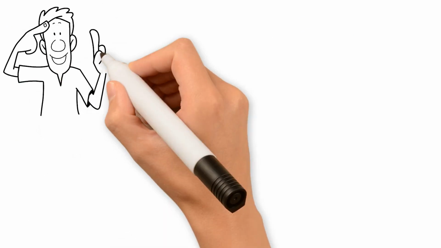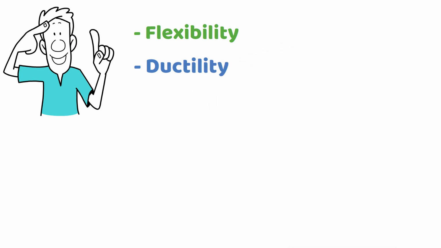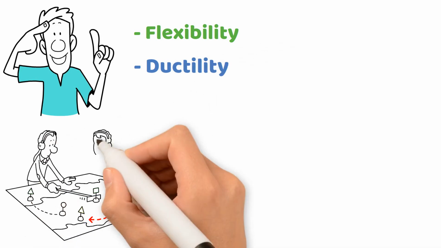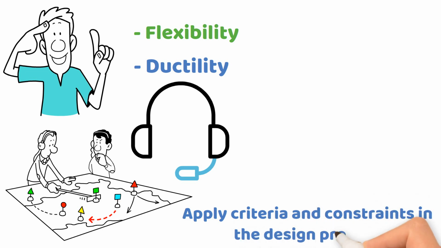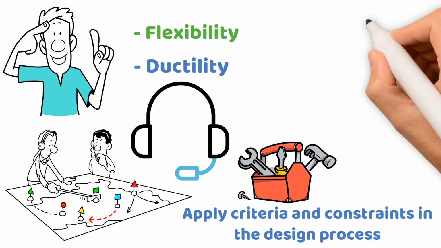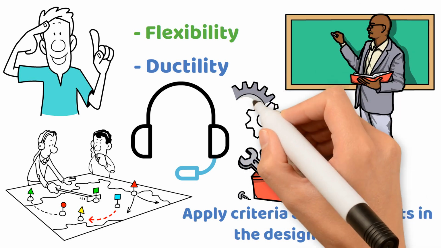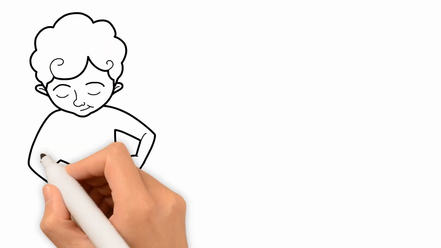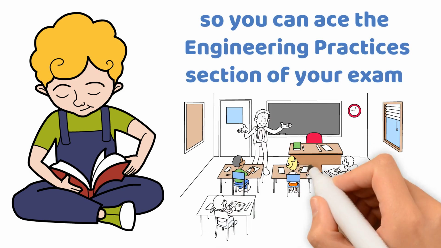Gain an understanding of key material properties like flexibility and ductility. You'll learn to identify design problems and communicate solutions. Apply criteria and constraints in the design process. Select appropriate tools for engineering tasks. And finally, you will master teaching the iterative nature of the design process. Let's get you totally prepped for test day so you can ace the engineering practices section of your exam.